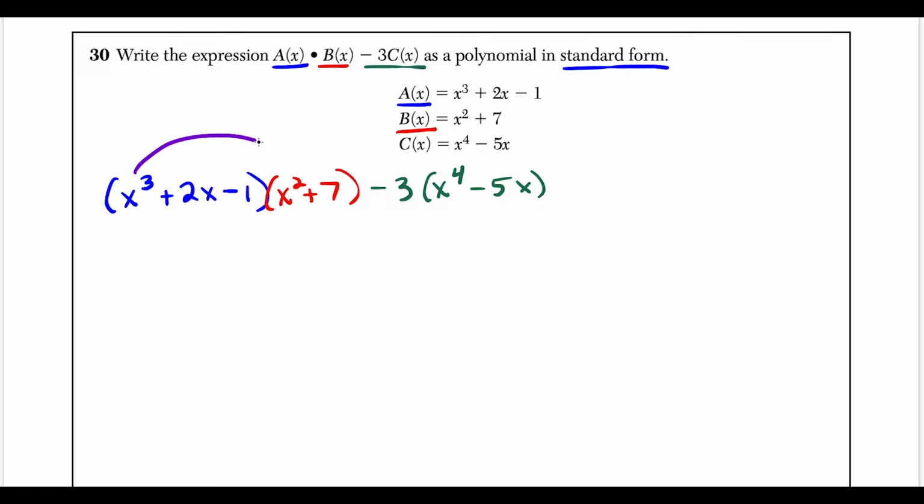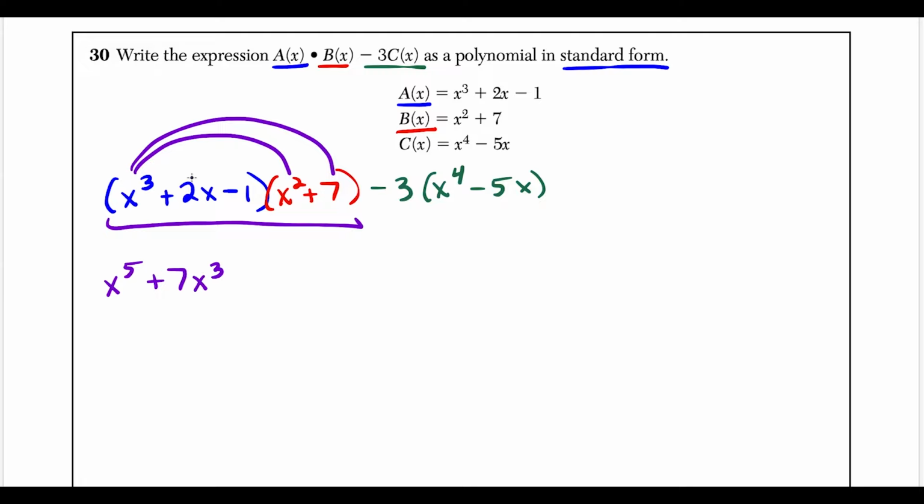So we have x to the third times x squared first. So this is what we're going to multiply first. So we have x to the 5th, and then we distribute the x to the third to the 7, and we're going to get 7x to the third. And now we could distribute the 2x, and we multiply by x squared, we're going to get 2x to the third. And then distribute the 2x to the 7, we're going to get 14x. And then next, we're distributing the minus 1 to get minus x squared. And then minus 1 times 7 is going to give us minus 7.